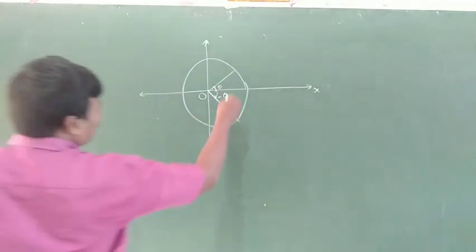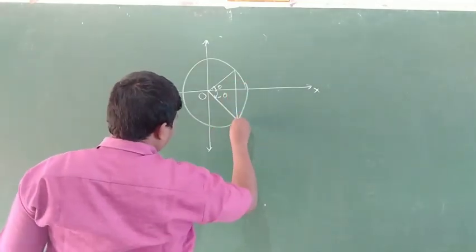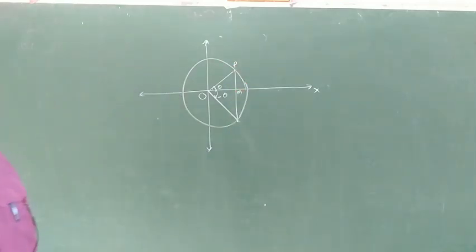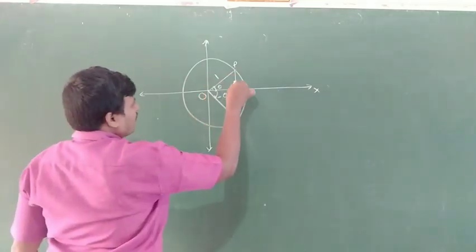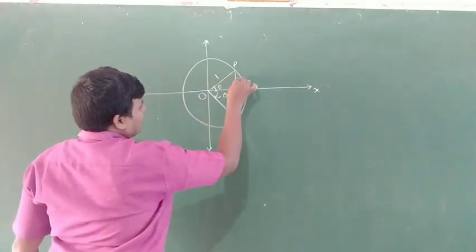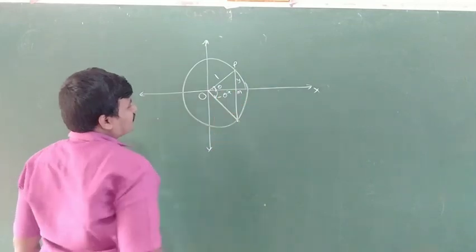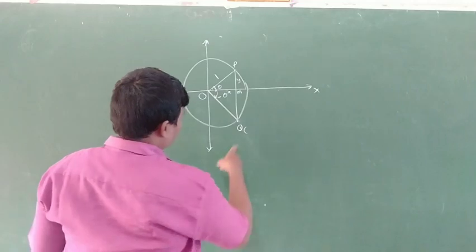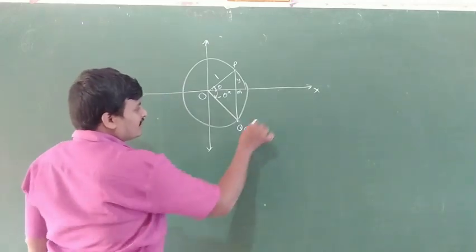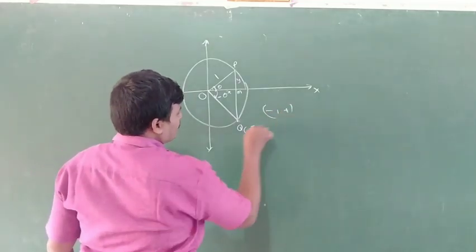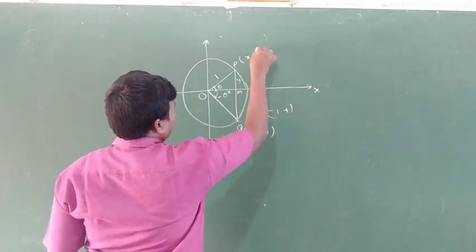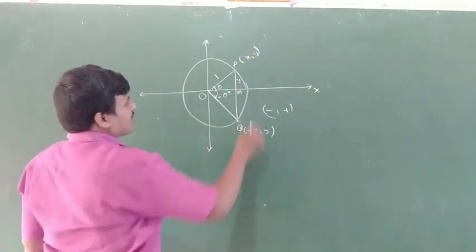Okay. So this is P, M, Q. This is O, this is 1, this is Y, this is X, this is Q in the fourth quadrant. In the fourth quadrant, minus to plus, so minus X, plus Y. In the first quadrant, X comma Y, plus plus.